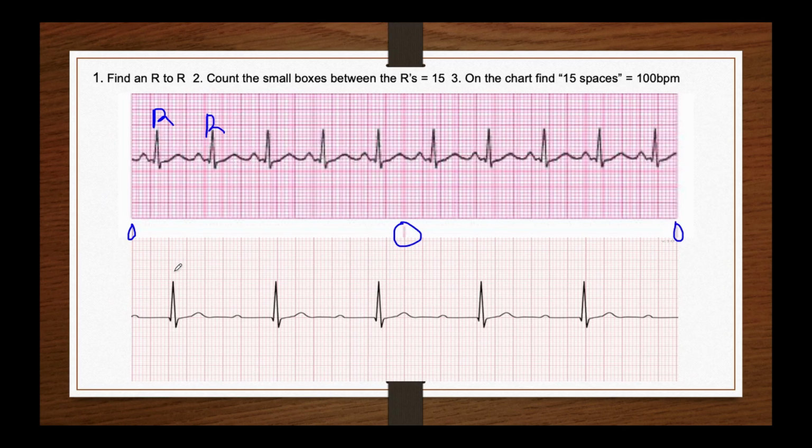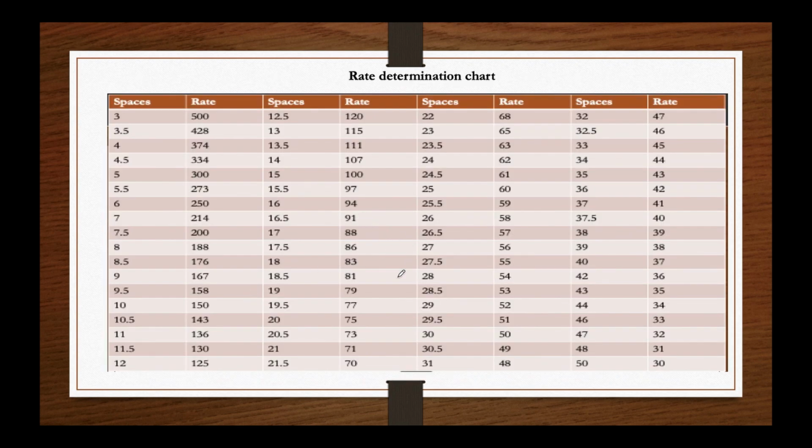In our second example, we have how many small squares in between this R and R interval. We can count 6. So 1, 2, 3, 4, 5, 6, and so 6 by 5 is 30, and so we quickly go on to the rate determining chart and we are going to look for 30 spaces and we are going to have 50 beats per minute as our heart rate. So these are some of the methods which we use in determining the heart rate on an ECG.